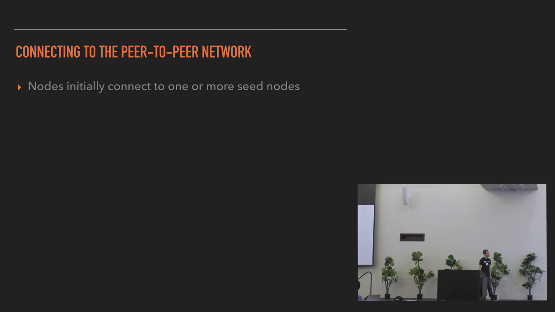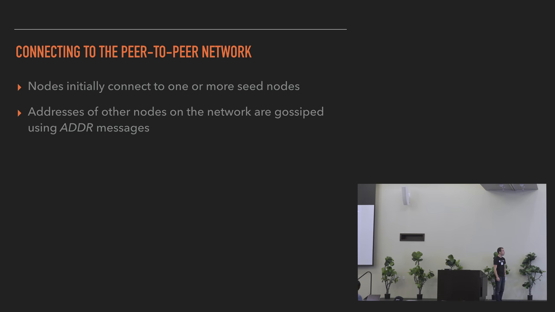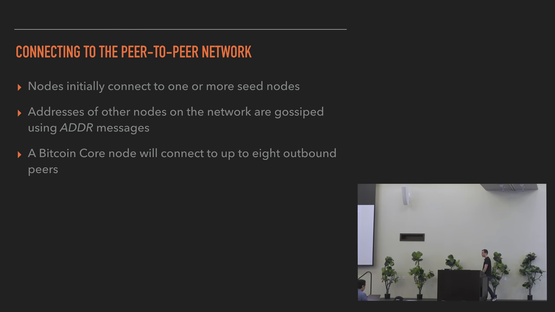So how do we connect to that network? Well, initially we connect to something called a seed node. A seed node will tell us about other nodes on the network using the addr message. The addr is telling us about the address of other nodes that we can reach on the network. And your Bitcoin Core node will connect to up to 8 outbound connections, outbound peers. Other implementations may do something different, but for Bitcoin Core, it's 8. And you may or may not accept inbound. That's an option you can set. So your outbound nodes, they're the important ones. They're what you're relying on. Inbound could be anything.